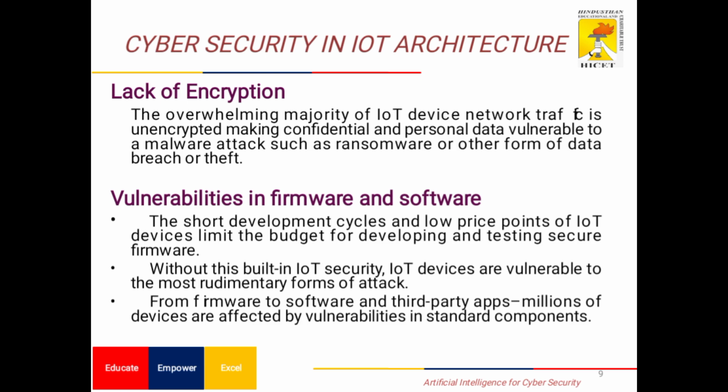Then the next one is vulnerabilities in firmware and software. What is meant by firmware here? Firmware is a form of microcode or program embedded into a hardware device to help it operate effectively. Examples of such hardware are cameras, mobile phones, televisions and sensors. Now, how do vulnerabilities arise in firmware and software? The short development cycles and low price points of IoT devices limit the budget for developing and testing secure firmware. Without this built-in IoT security, IoT devices are vulnerable to the most rudimentary forms of attack. From firmware to software and third-party apps, millions of devices are affected by vulnerabilities in standard components.